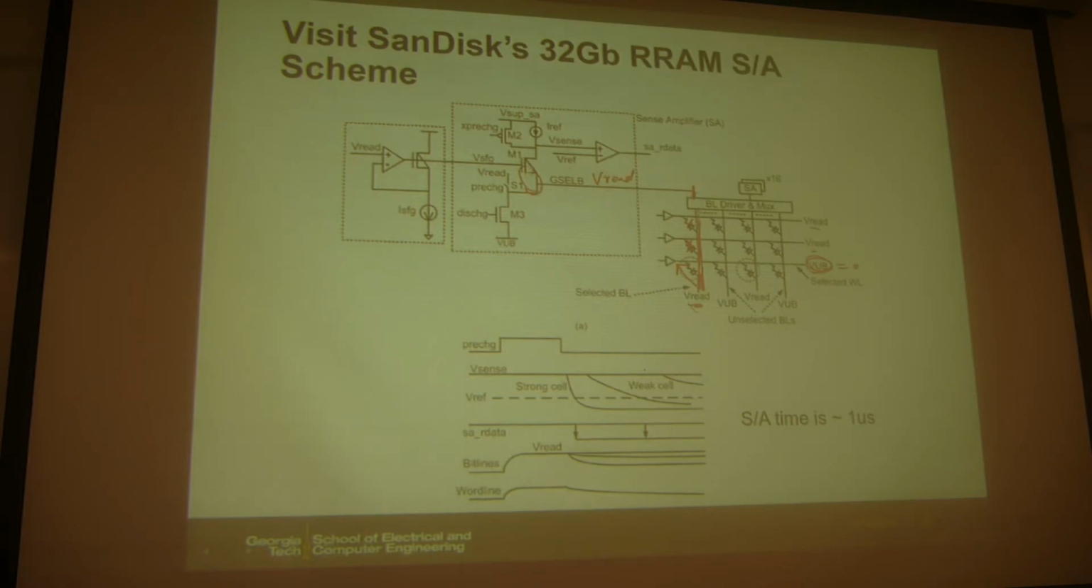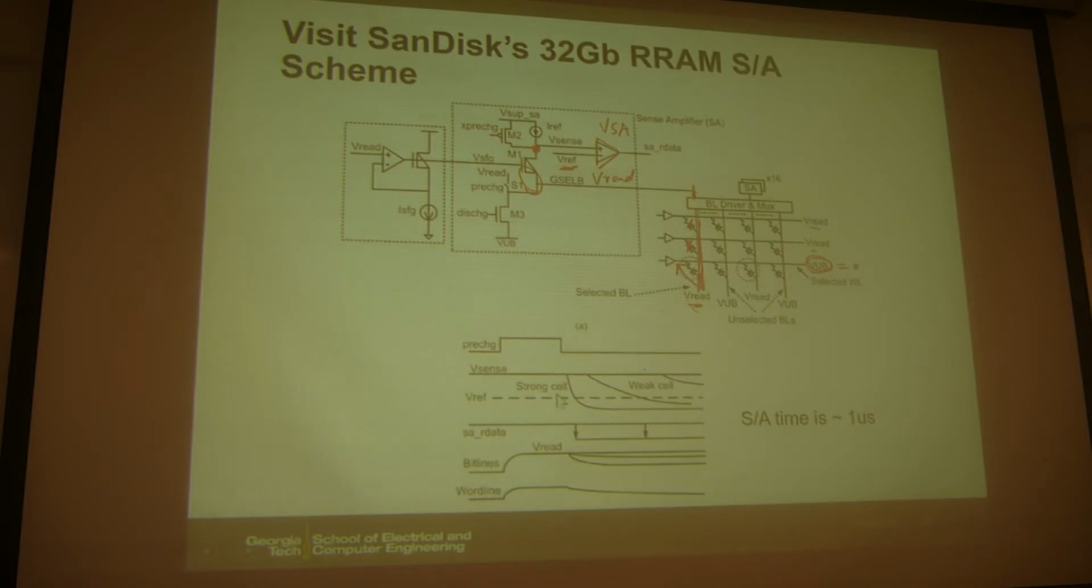This current is going to pull down the voltage of this node. And then this will become the node to be sensed. This will be compared with a reference voltage as input to a voltage mode SRAM.